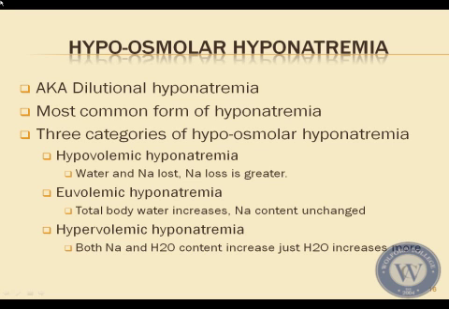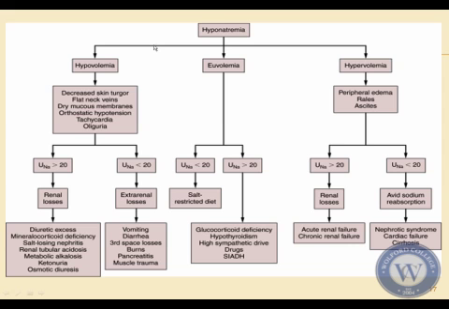The second form of hyponatremia is euvolemic hyponatremia. This is also a hypoosmolar effect where total body water content increases without a really significant change in sodium content. And the last one of the hypoosmolars is the hypervolemic hyponatremia, where both sodium and water content increase, just that the water content increases more dramatically than the sodium content. As a consequence, you have these different forms of hypoosmolar hyponatremia, as you can see on this graph.